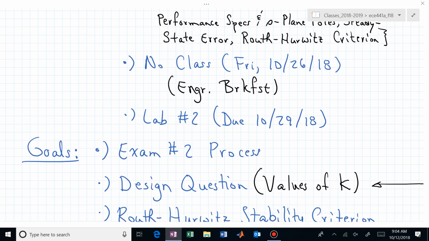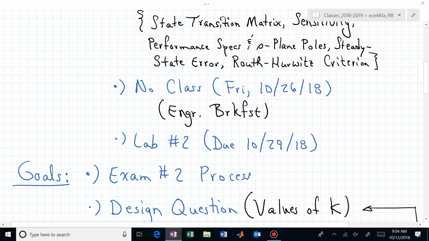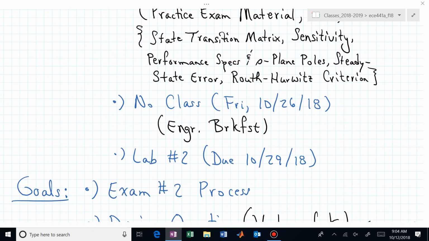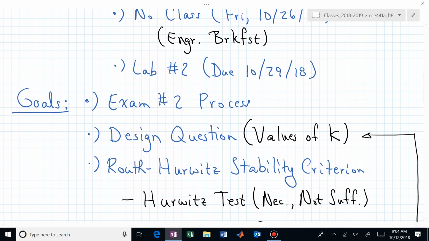Then the following Monday, lab number 2 is due, but that material will be a part of exam number 2. And that one really is emphasizing performance specifications and S-plane poles, and how you select parameters to achieve that.